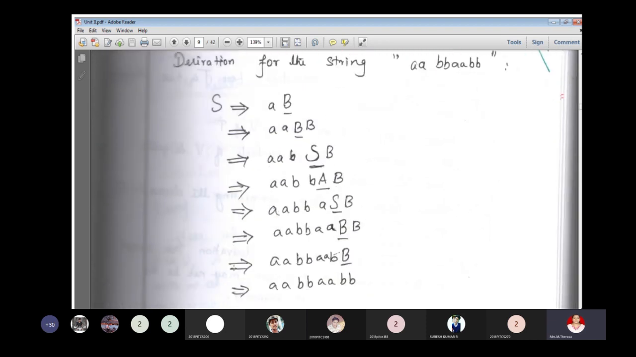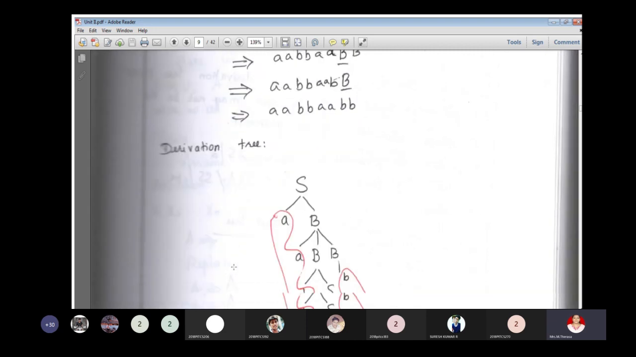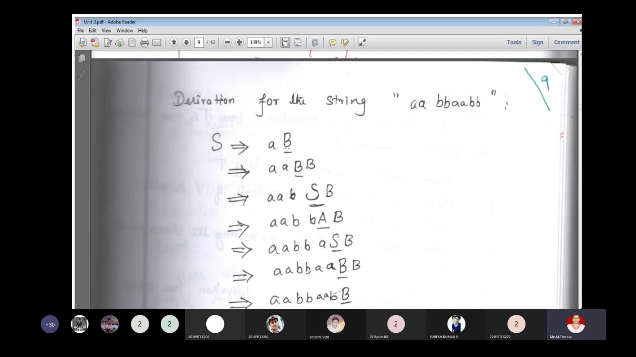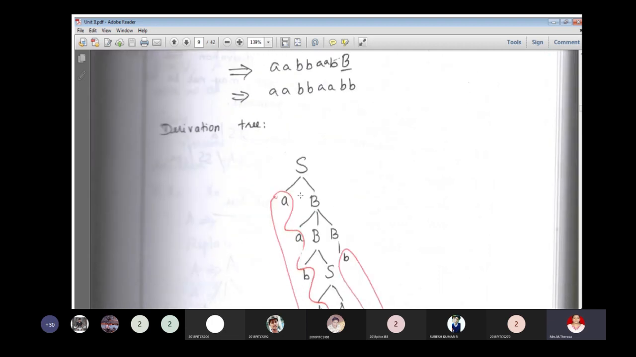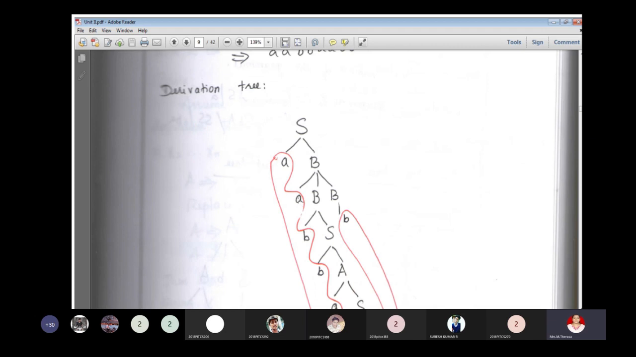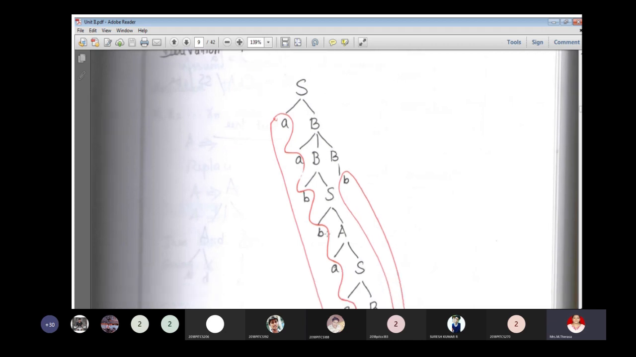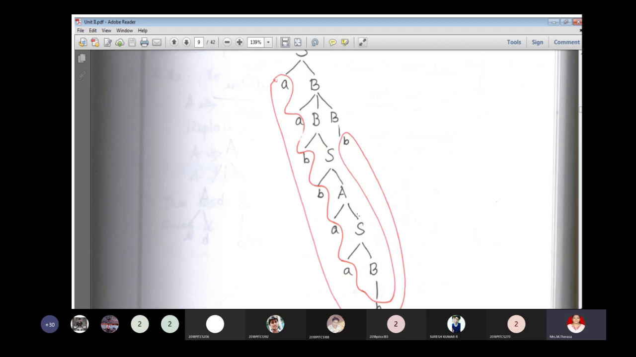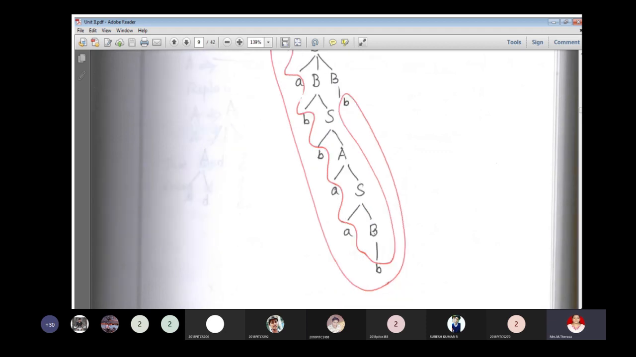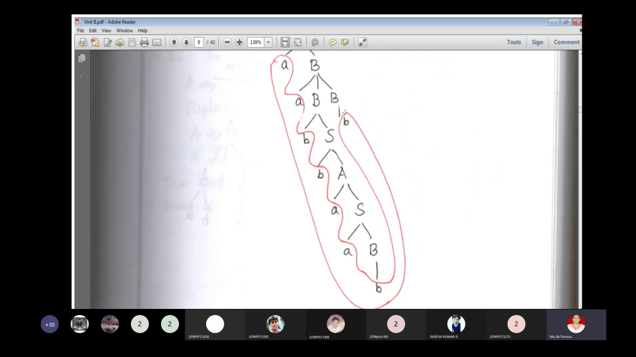Now we can draw a corresponding parse tree for this derivation. S is derived as aB. Okay, so S with the two children a and B. So we know this a is a terminal; it cannot be further expanded. But we can take this B. So B is replaced with aBB. Again, you can take this B and replace it with bS. And again, this S can be taken and replaced with bA. Again, this A can be taken and replaced with aS. Again, this S is replaced with aB. Again, this B is replaced with b and the last B is replaced with b.